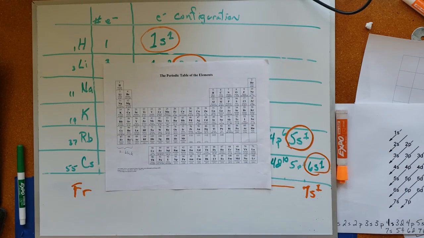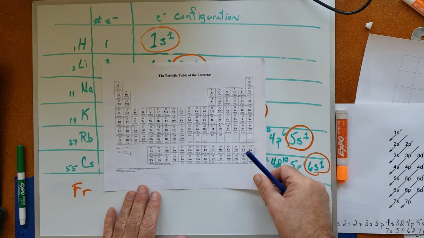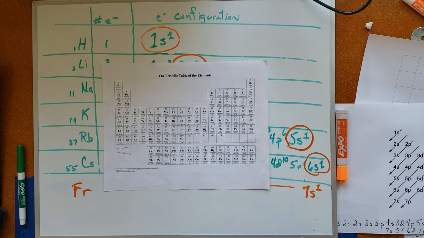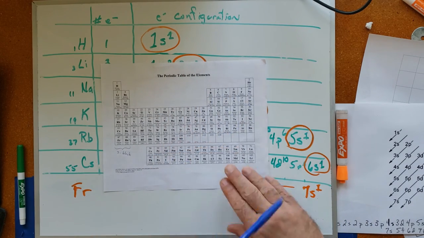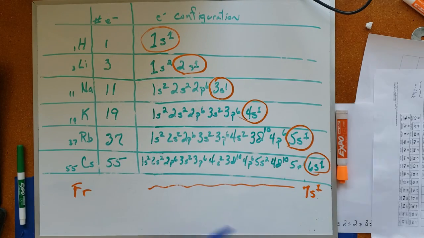All right, I hope you see that. All right, let's stop right here, and we'll check out what's going on in this portion of the periodic table, the last 6 columns. See you in the next video.